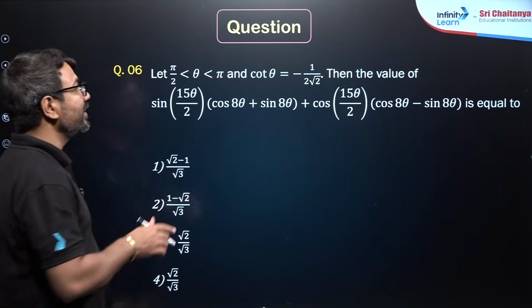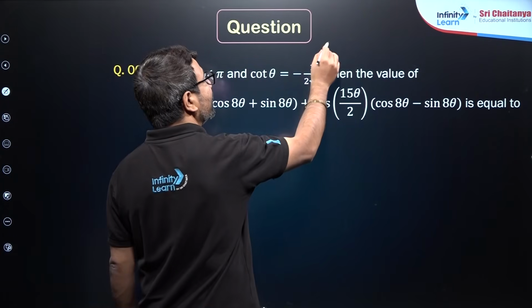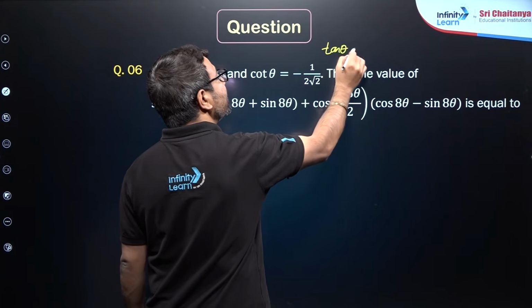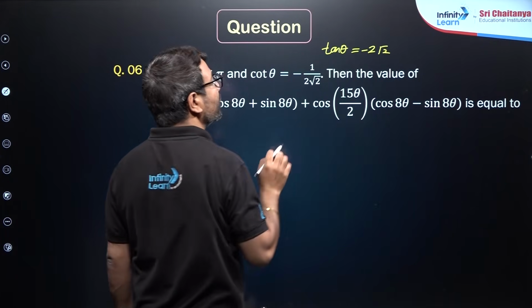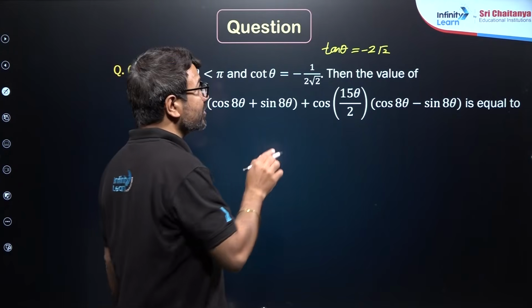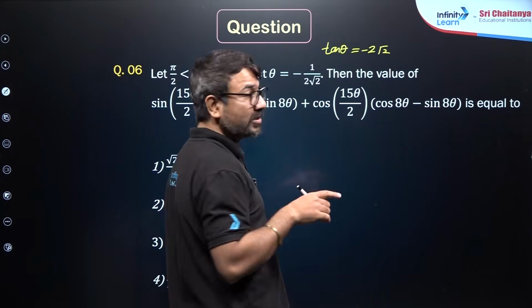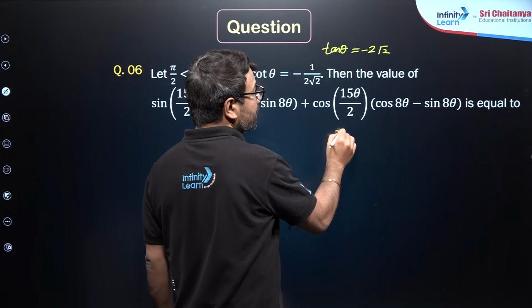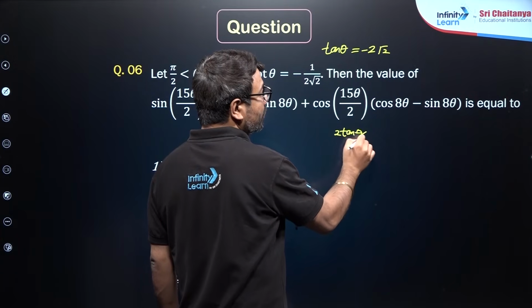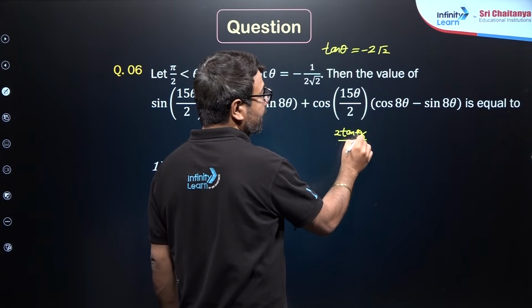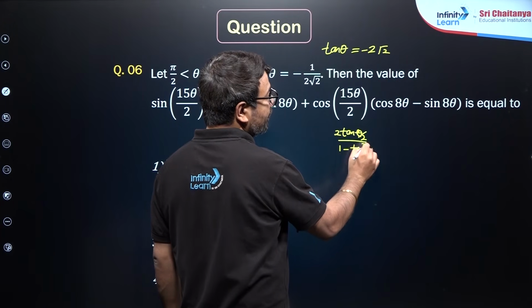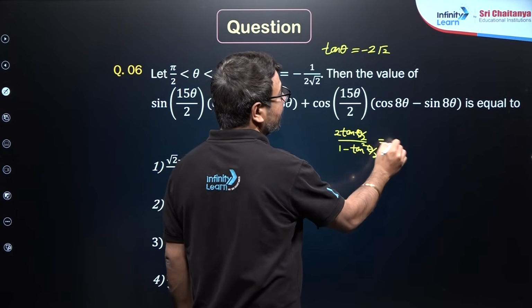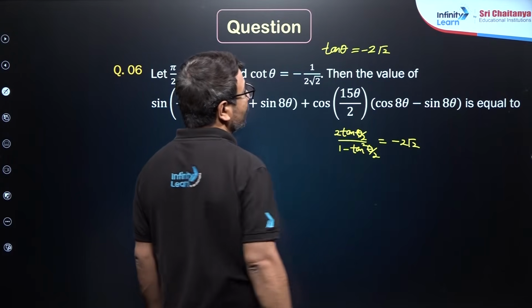Next, my dear students, they have given the value of cot theta. That means from here I can easily find the value of tan theta, which is actually equal to negative 2 root 2. Is it possible for us to get the value of tan theta by 2 also from here? Yes, because it is 2 tan theta by 2 whole divided by 1 minus tan square theta by 2. This is the formula for tan theta. This is given to you as 2 root 2.